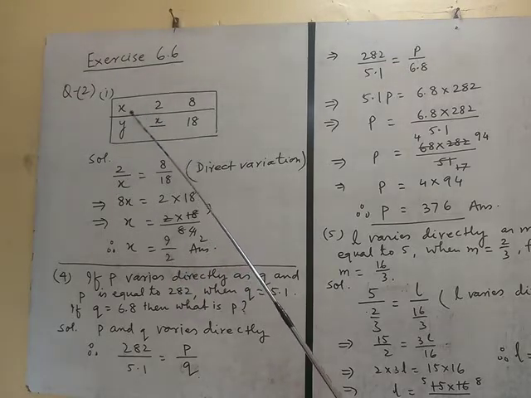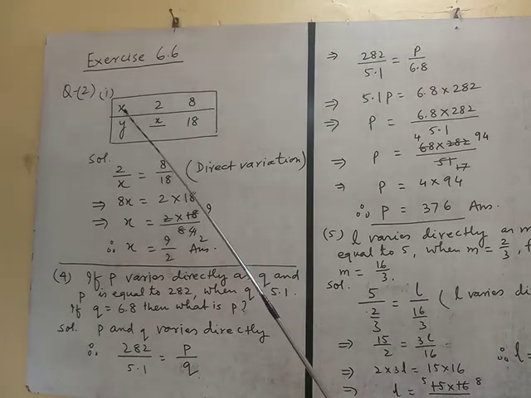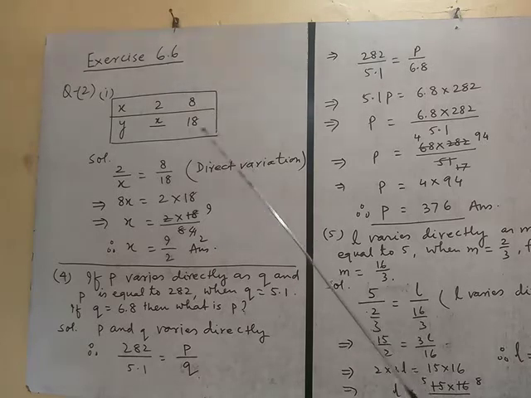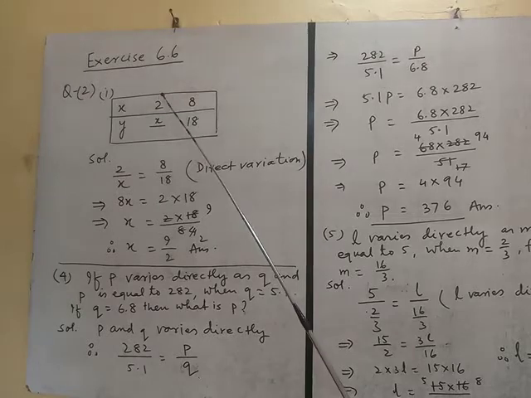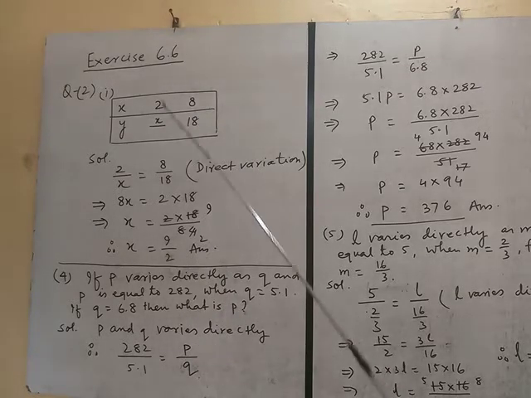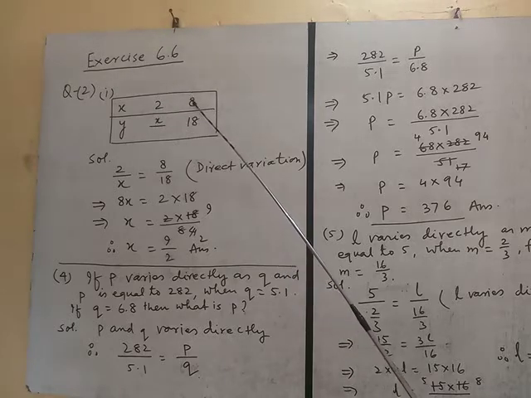Here x by y is given. x is equal to 2 and there is a gap here. I have filled in x here. And x is 8, y is 18. You have to fill the gap. Since the values vary directly, 2 by x is equal to 8 by 18. So this is direct variation, 2 by x is equal to 8 by 18.